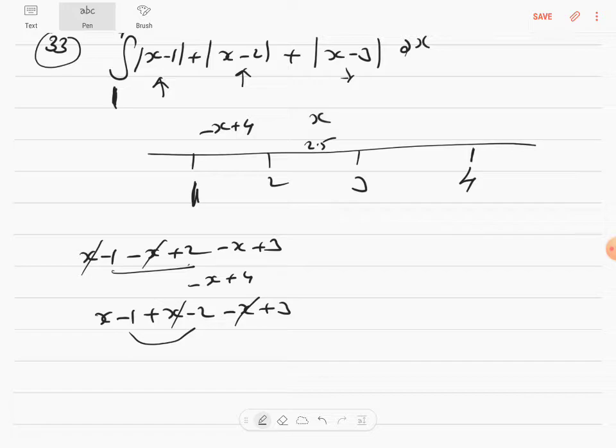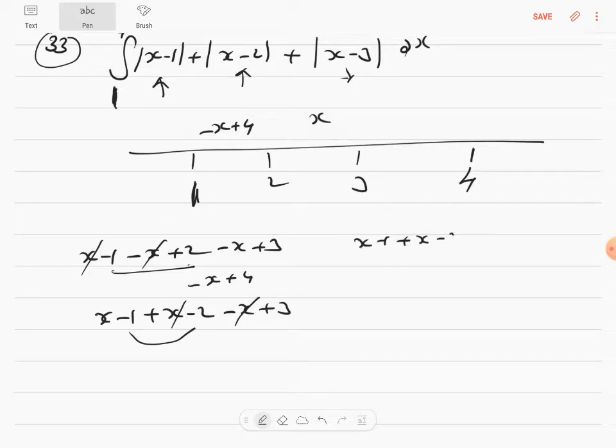Correct, right? 2.5 we give. First one is positive, second one is positive. So x minus 1 plus x minus 2. The third one is negative, which is minus x plus 3. x and x get cancelled. So it is x. Now give another example between 3 and 4, which is 3.5, where all of them are positive. Give 3.5. So x minus 1 plus x minus 2 plus x minus 3, which is 3x minus 6.